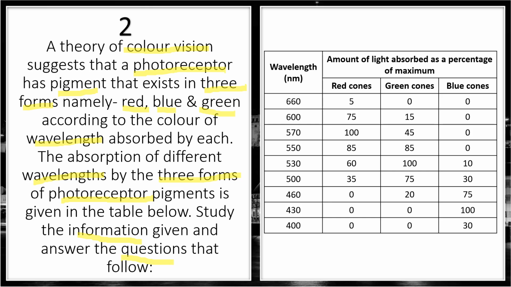So we have different wavelengths, and we have the amount of light absorbed as a percentage of maximum. We have the red cones, the green cones, and then we have the blue cones, and the amount of wavelength they absorb.